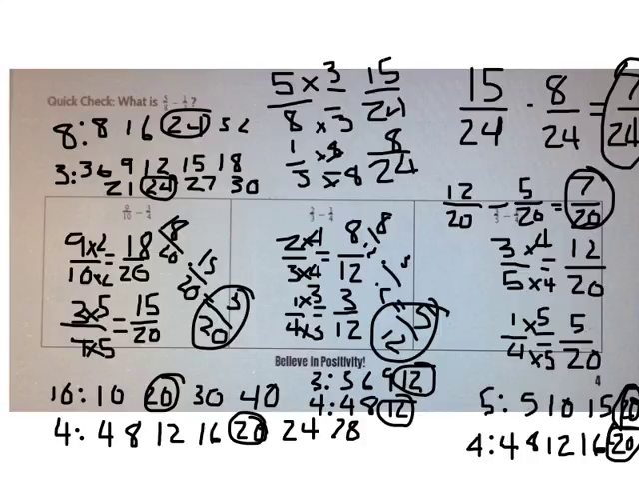The least common denominator is 20. 3/5 is equal to 12 over 20. 1/4 is equal to 5 over 20. When I subtract, I get 7 over 20.